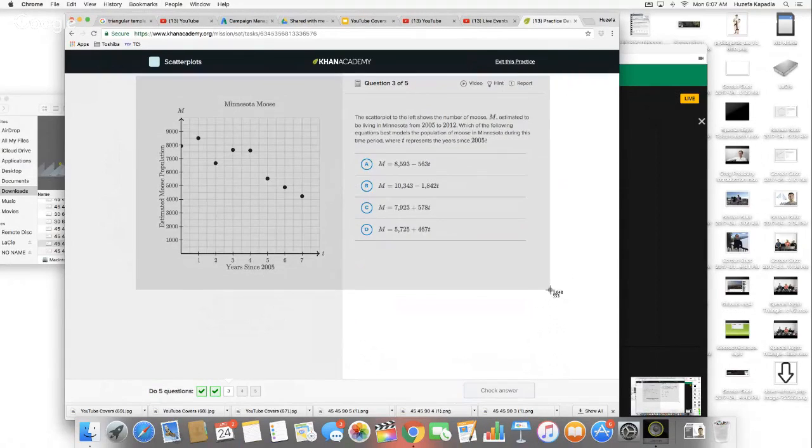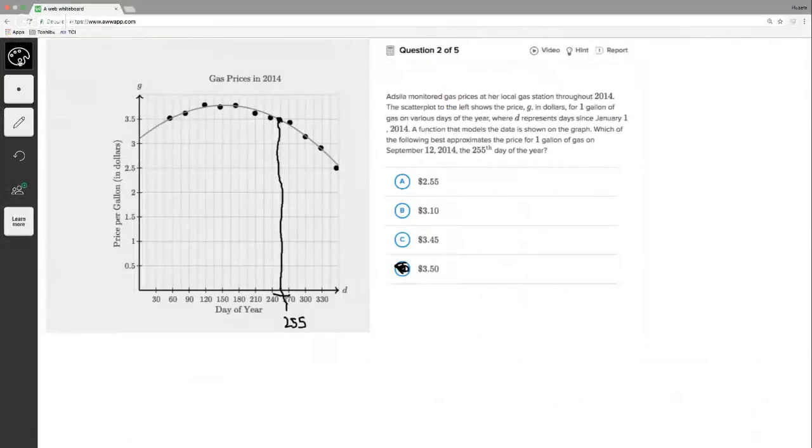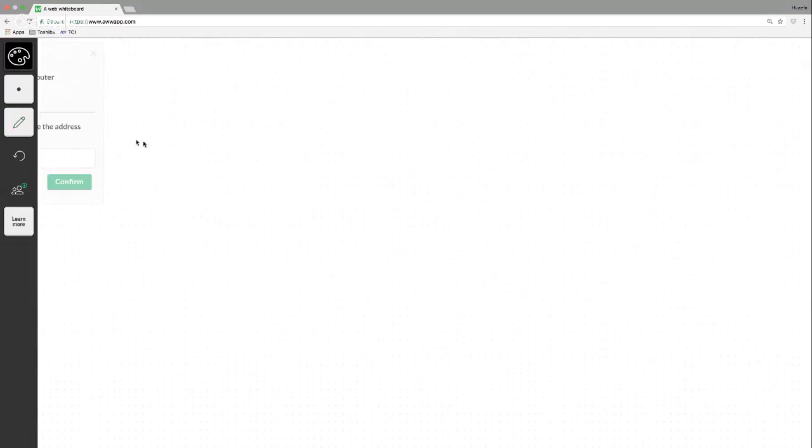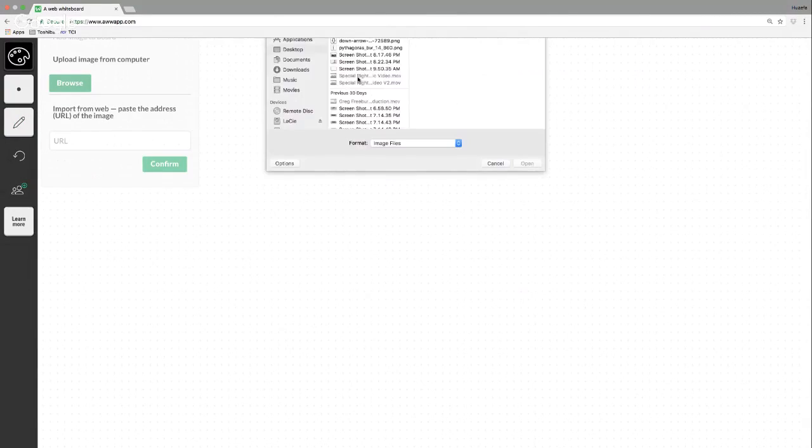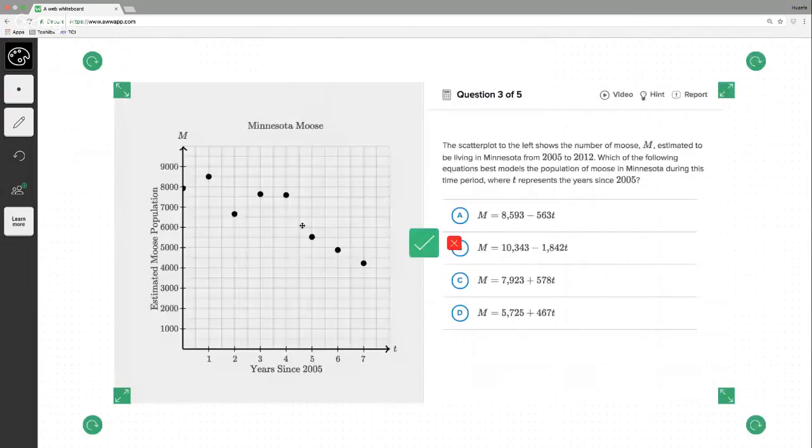So again, remember how I mentioned last Friday, there's a big emphasis now on data analysis and statistics and all these things. And this kind of falls in line with that, understanding how to interpret data from a scatter plot. Here we go.